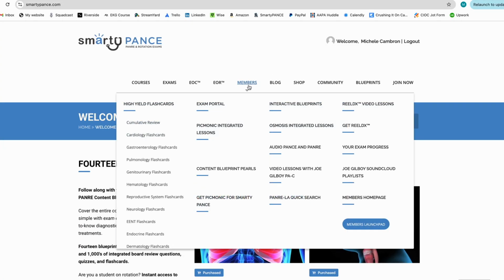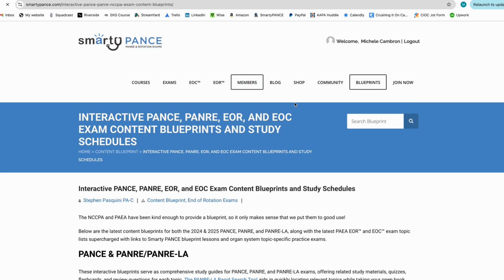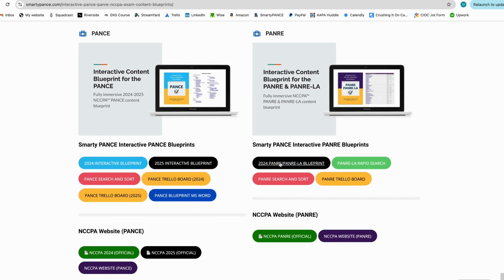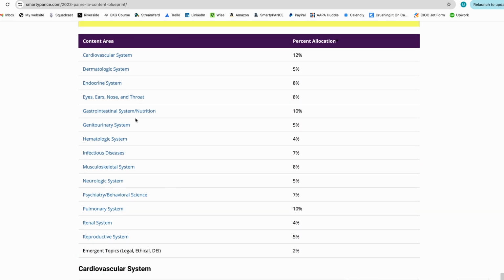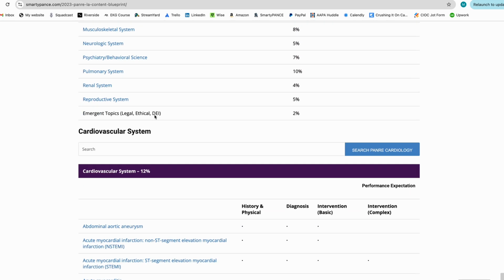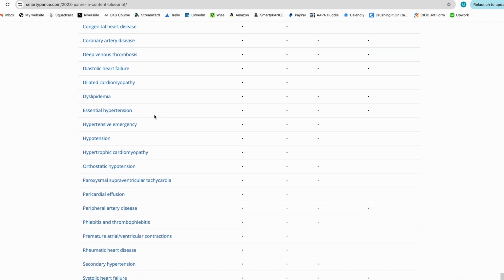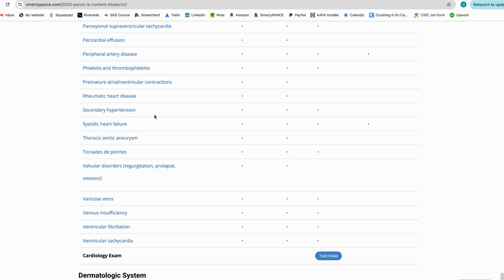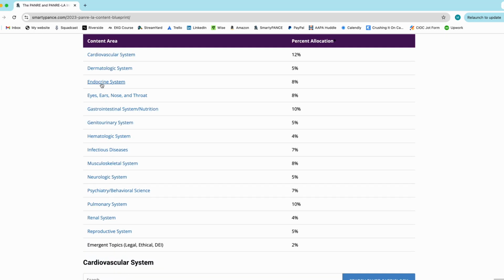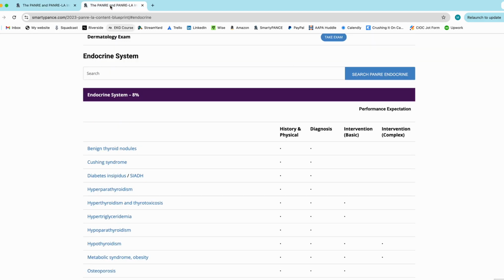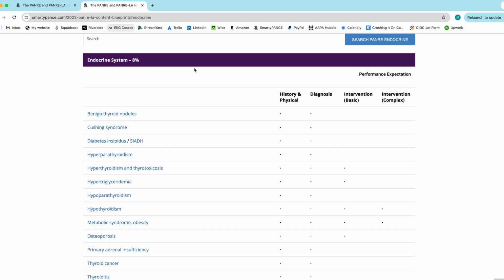So I have SmartyPants open, so I'll go here to the members section and I will go to the interactive blueprints. You open it up and you scroll down here and you'll see the list of all the different systems. You can click on a system to go right to it, or you can just scroll down. See, as you keep going, there's the cardiovascular system right there, and then all the different conditions that are contained within that topic. If you open a question and it says it's an endocrine question, I right click here and open endocrine in another tab just to make it easy for the next question. I don't have to go back to the main page. It's right there. So I have endocrine open.